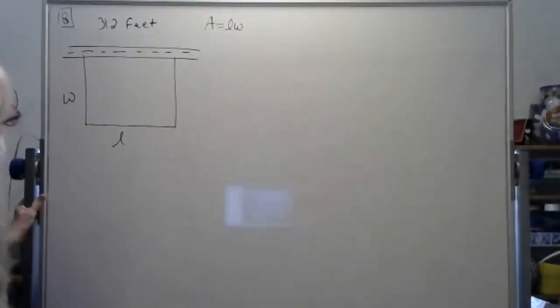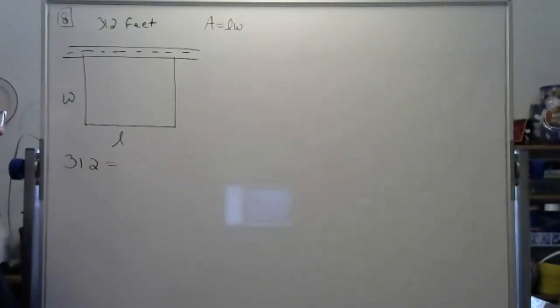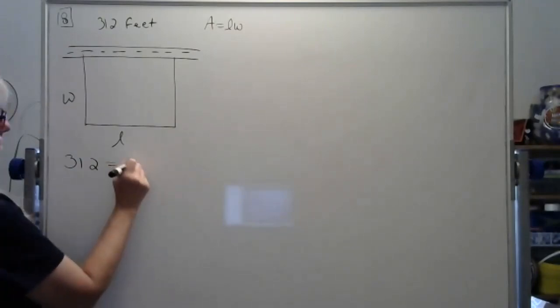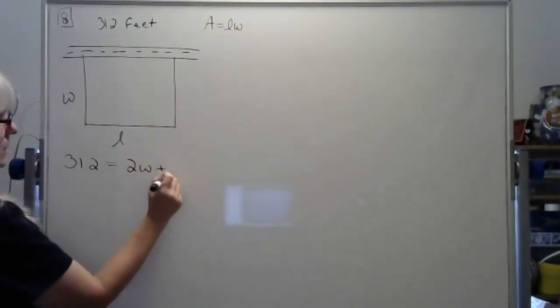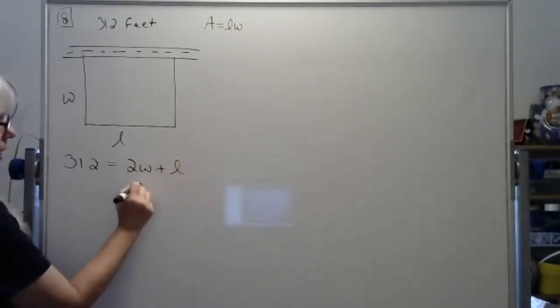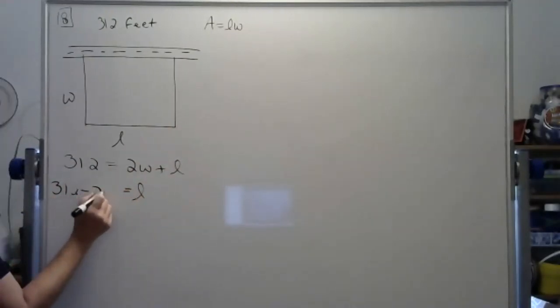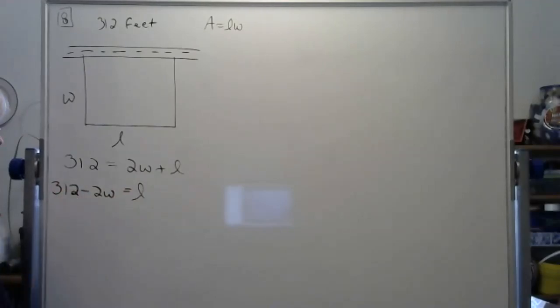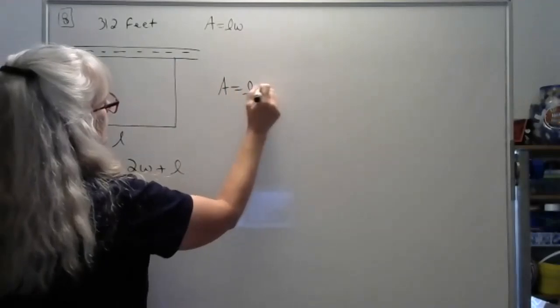So what can you tell me about that 312 feet and how many L's and how many W's we need? So how many W's do I need? 2. Yep. And how many L's? 1. And then I'm immediately going to solve it for L because I know where we're headed with this. So L equals 312 minus 2W. And we know that our area is length times width.